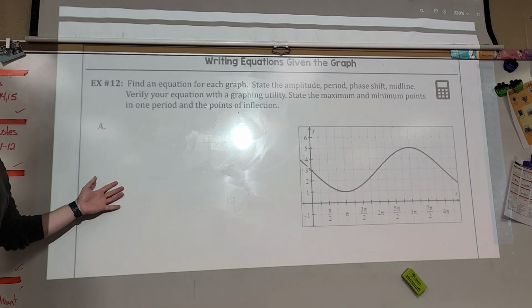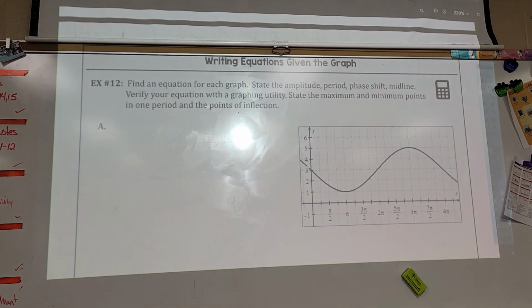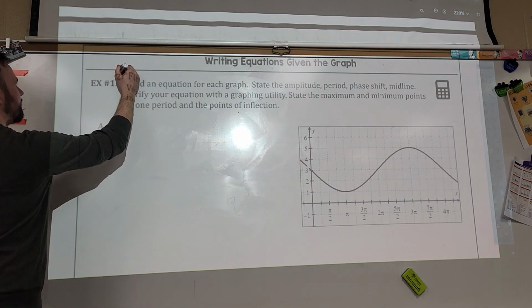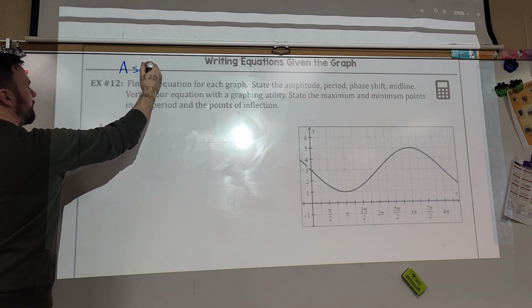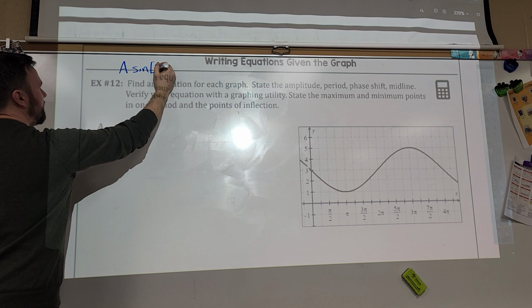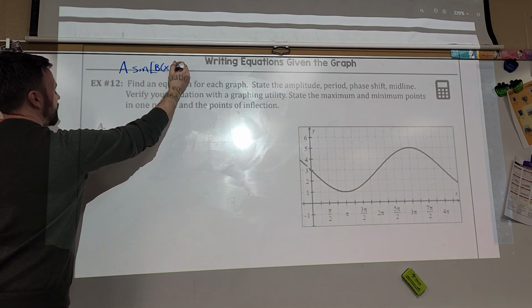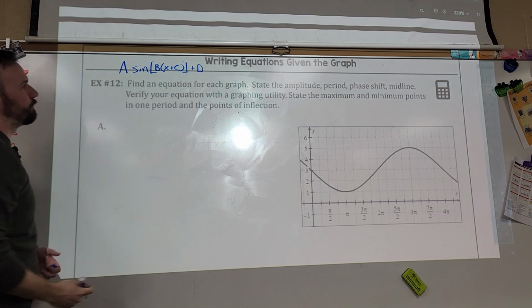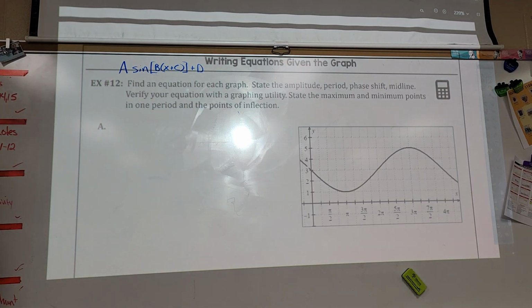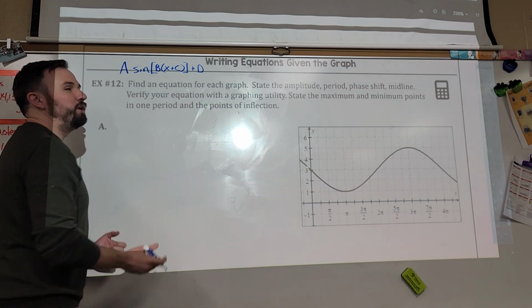All right, so this is a big one: can we take a graph and write the equation for it? The thing I always remind myself is it's going to be A times sine or cosine of B times X plus C, and then plus D. We have to find those four magic numbers. But they're all something important. Like, we did this earlier, right?